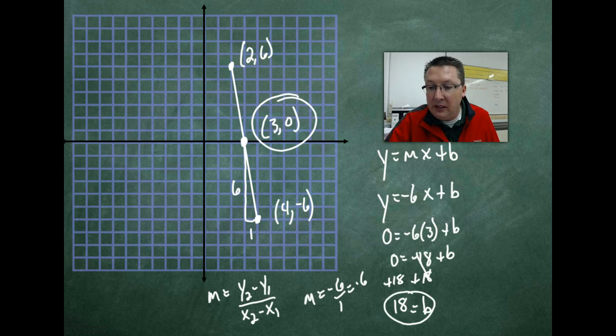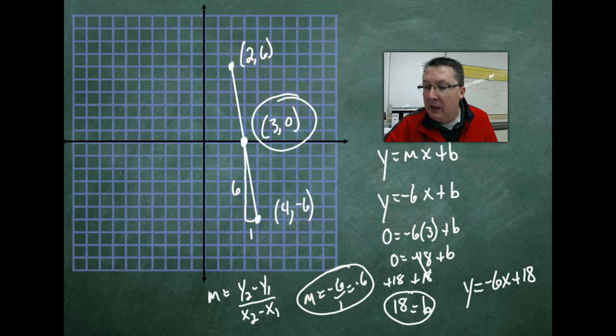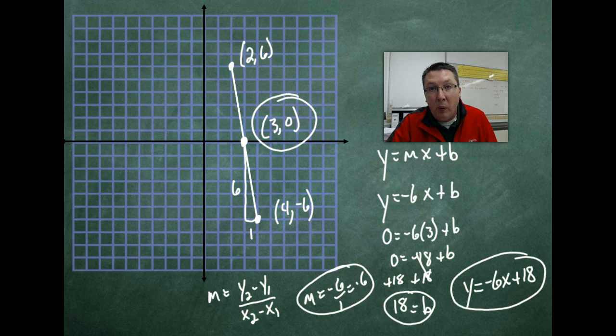So now I have the two things I need to write the equation of the line. I have the slope, and I have the y-intercept. So I write my equation: y equals m, which was negative 6, x plus b, which is 18. And there's my equation. The hardest part of this lesson is picking out those points where the line crosses on the grid, and then counting the rise and the run to find the slope. Make sure you keep track of whether it's a positive slope or a negative slope, and then plug in a point to find your b.